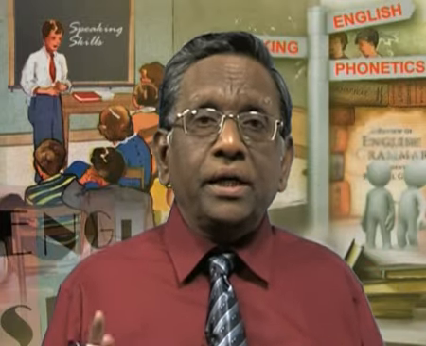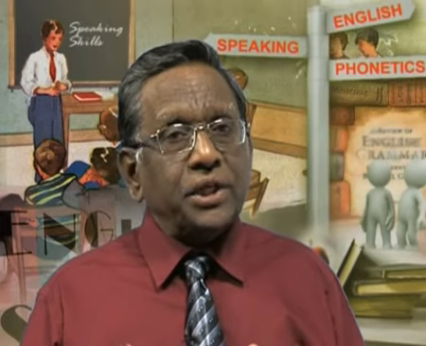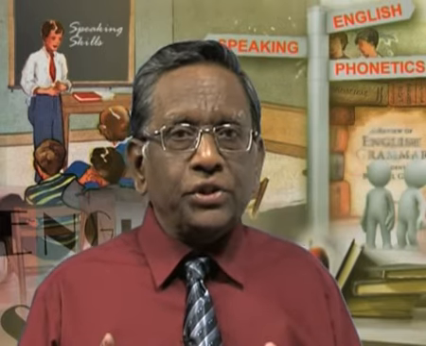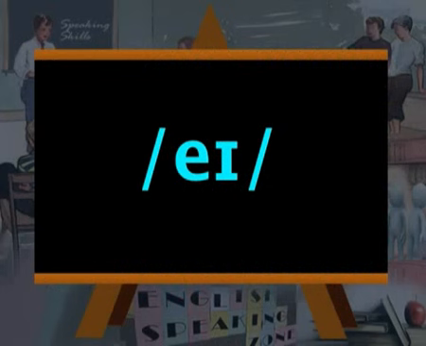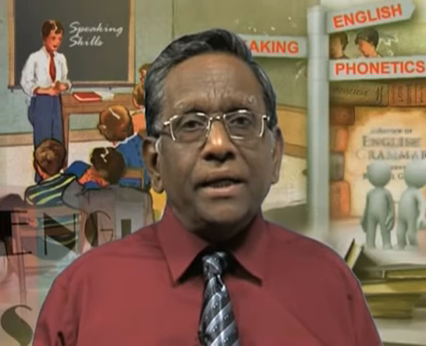We have 8 diphthongs in English. We have to be careful about this because most Indian languages have only 2 diphthongs, but English has 8 diphthongs which are meaning changing sounds. Let's see this. First of all, we have a diphthong which is A, as you have in a word like say, may, take, make.